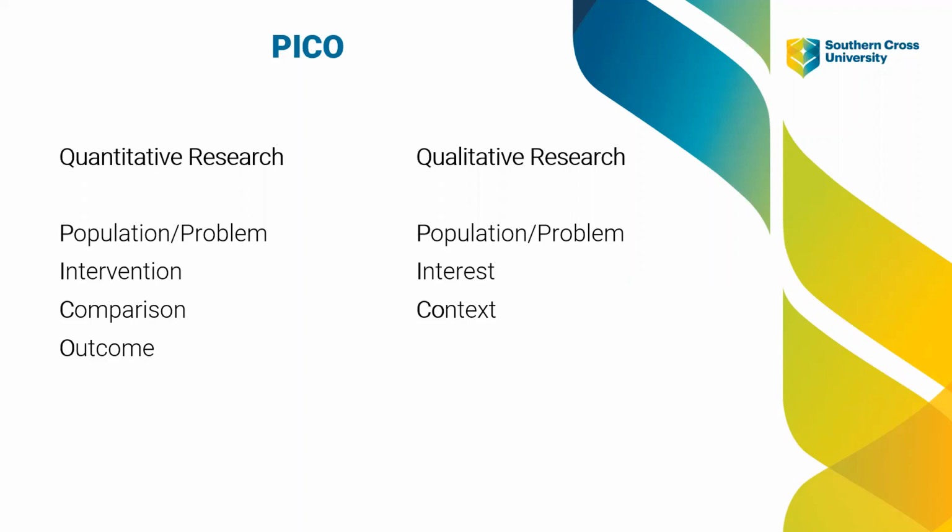So for quantitative research, the PICO is: you identify who your population or the problem is. Then you identify what your intervention is for your topic, what your comparison is. Sometimes the comparison can be no comparison. And then what your outcome is or what your dependent variable is. Whereas in qualitative research, it forms a different PICO, population or problem, interest and context, because there's different things in each type of research.